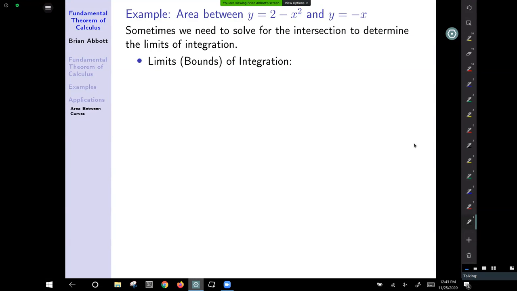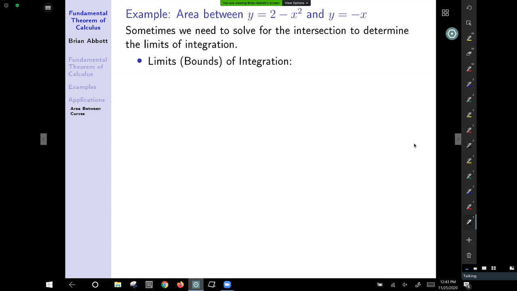So here's an example of using the fundamental theorem of calculus to find the area trapped between two curves. In this example, I wanted to start off with kind of a hard one. Sometimes we need to solve for the intersection to determine the limits of integration.